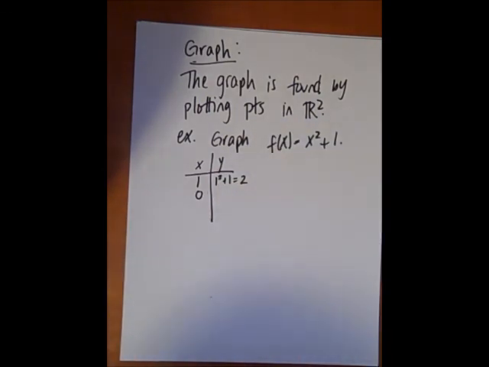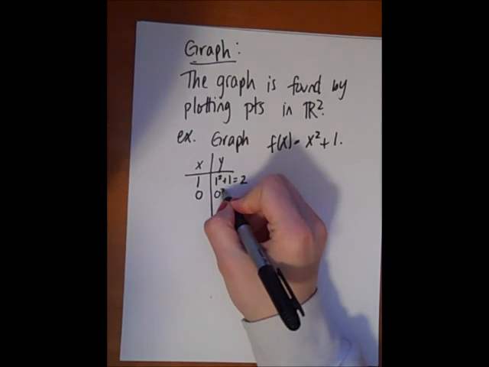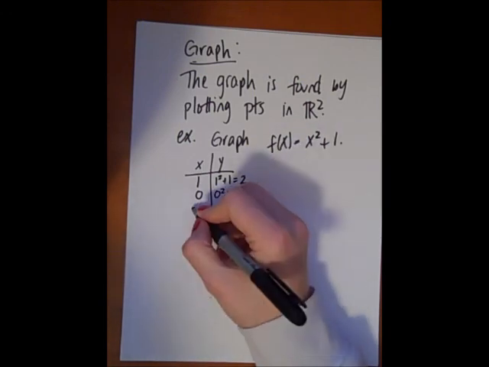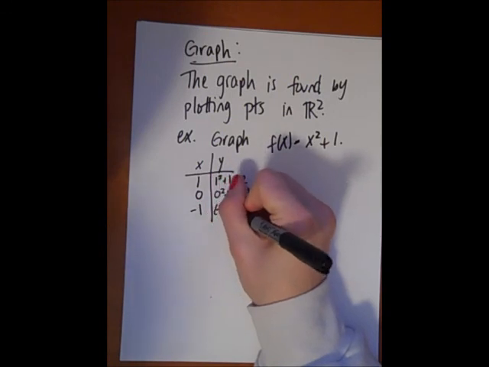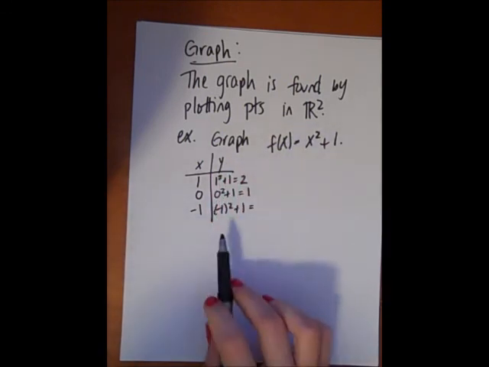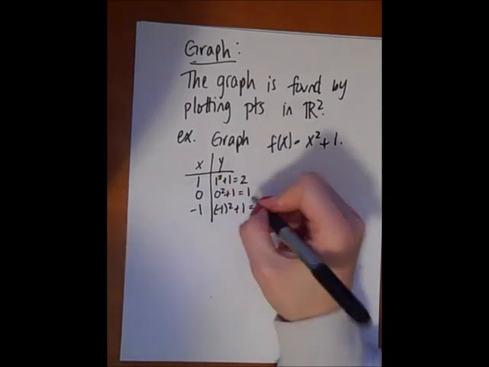What do I get when I plug in 0? 0 squared plus 1 gives me 1. What about negative 1? Let's do some negative numbers. This will be negative 1 squared plus 1. You want to be careful how you plug in this negative 1. Well, negative 1 squared is 1. 1 plus 1 is again 2.